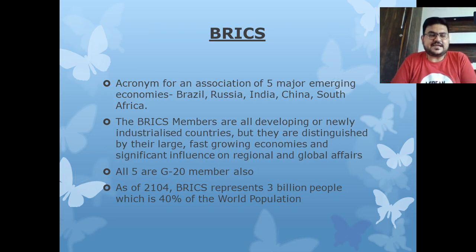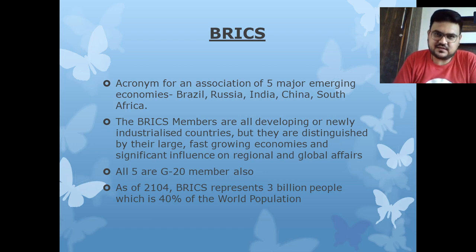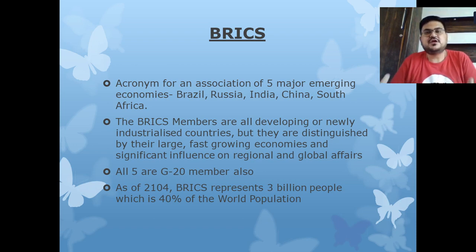And finally, we are looking at something called BRICS. BRICS is an acronym for an association of 5 major emerging economies. So there is Brazil, Russia, India, China, South Africa. Earlier it was BRIC; we didn't have South Africa in this. Now it is BRICS, that is Brazil, Russia, India, China, and South Africa. Again, this is an association to improve trade, to increase trade.